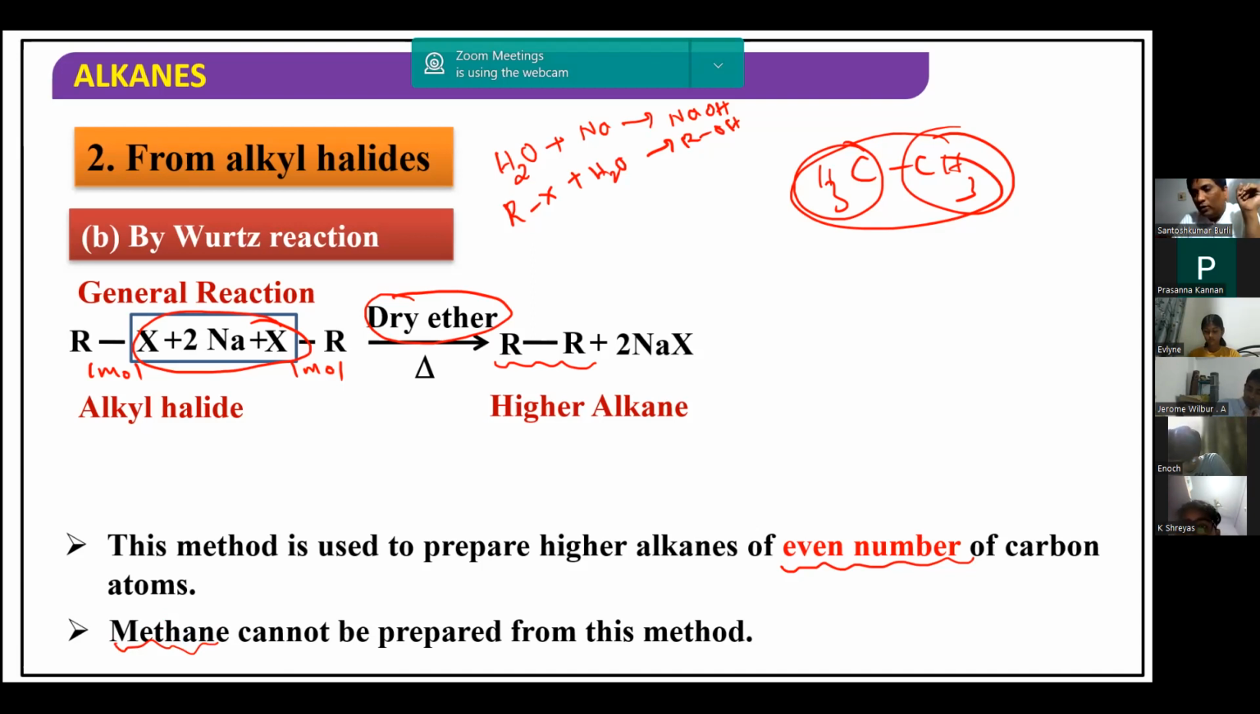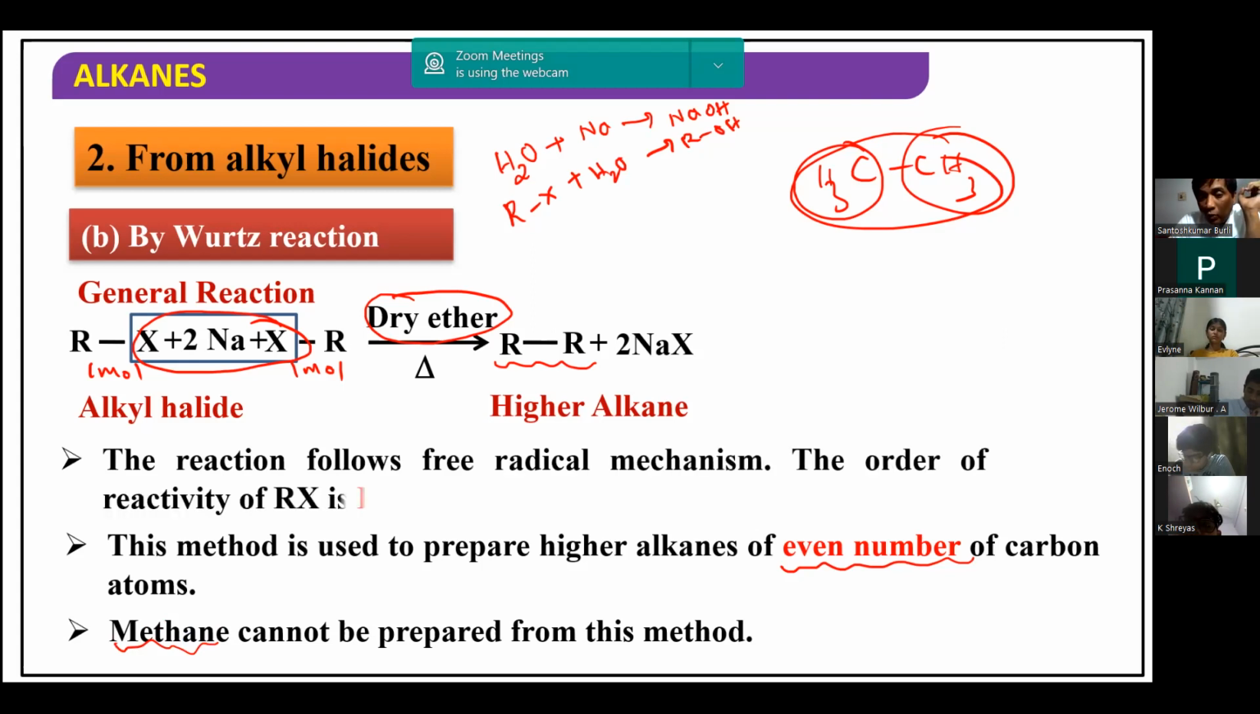And one more question arises over here. Can't we prepare alkane with an odd number of carbon atoms? Yes, it is possible to prepare alkane with an odd number of carbon atoms. So what is the method of preparing that, and why is it feasible, or is it giving you enough yield for the particular reaction? That also is to be understood.